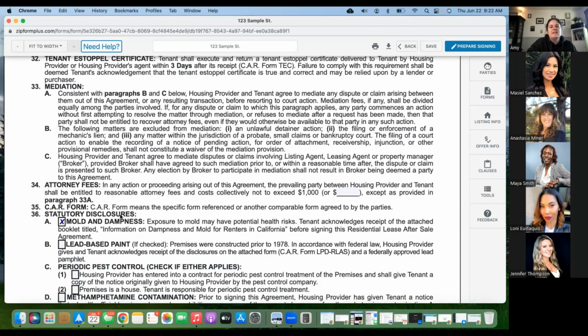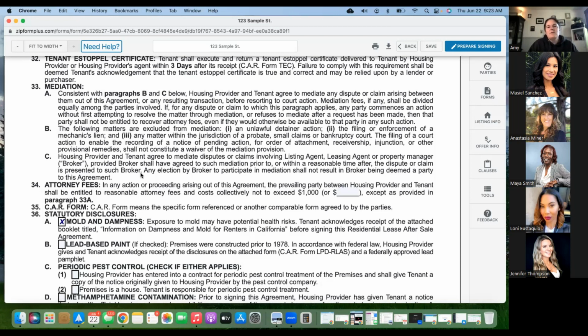All right, mediation, consent with paragraphs B and C below. Housing provider or tenant agree to mediate any dispute or claim arising between them out of this agreement or any resulting transaction before resorting to court action. Mediation fees, if any, shall be divided equally among the parties involved.